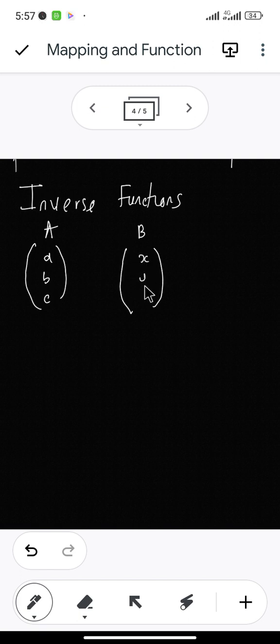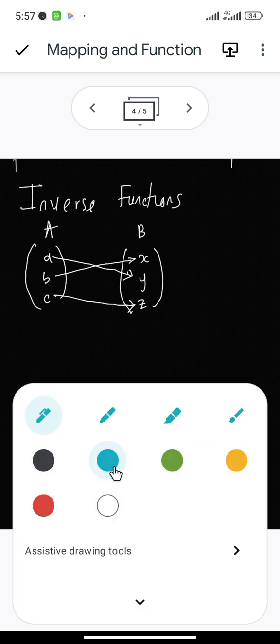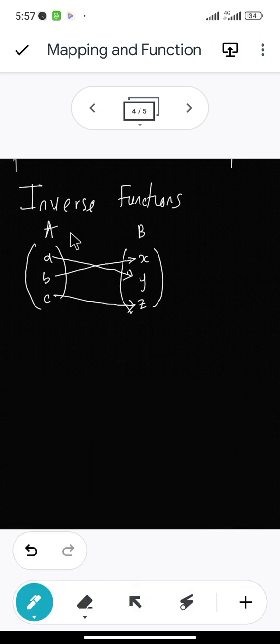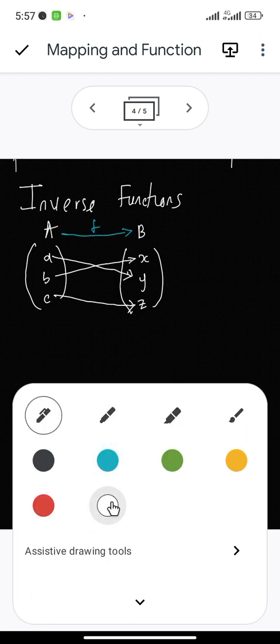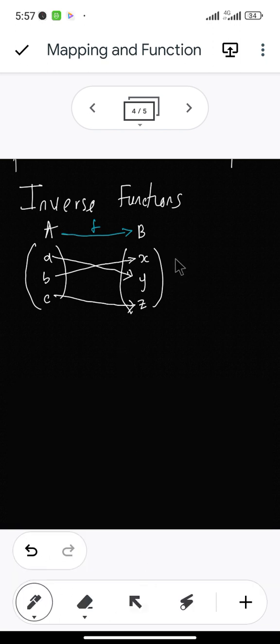We have X, Y, Z. A is mapped to Y. B is mapped to X. And C is mapped to Z. And let's say we have a function that does this and maps each of them, say function f. Now the inverse of this function is just like, let me say, the opposite. So the inverse is going to be f prime.